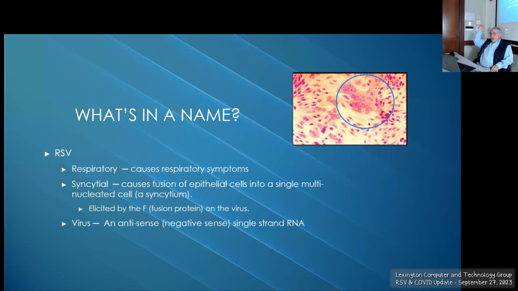Okay, so we're going to talk about the RSV virus. The R is for respiratory because it causes respiratory symptoms. Syncytial is syncytium, in biological terms. It is a cell with multiple nuclei. Fungi are a syncytium. And it was thought that the brain was a syncytium until the silver stains came out, and it could then stain the cell nucleus and then the axons and dendrites to see that it wasn't a syncytium. And that's elicited by the fusion protein on the virus.